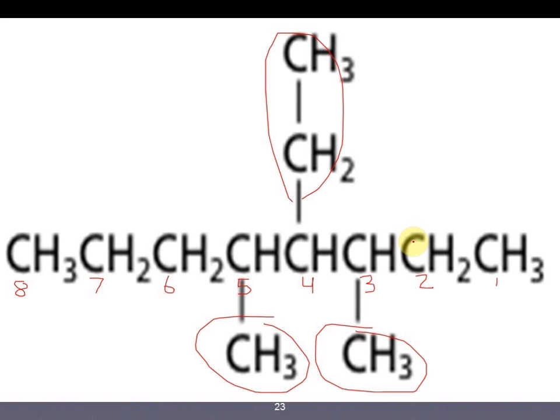When naming organic molecules with different lengths of side chains, always use alphabetical order when arranging them. Since eth comes before meth in the alphabet, this branched alkane must be called 4-ethyl-3,5-dimethyloctane.